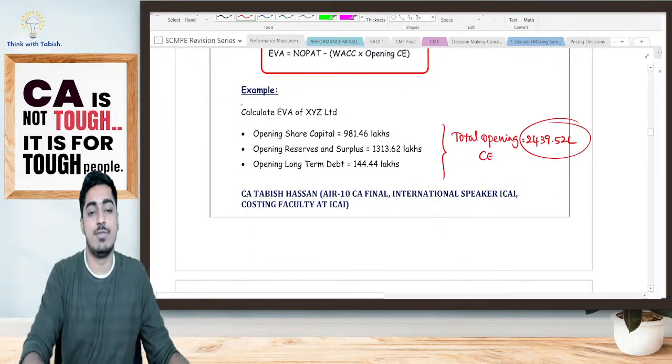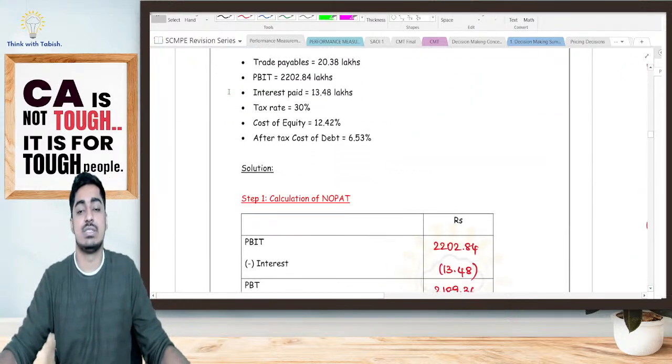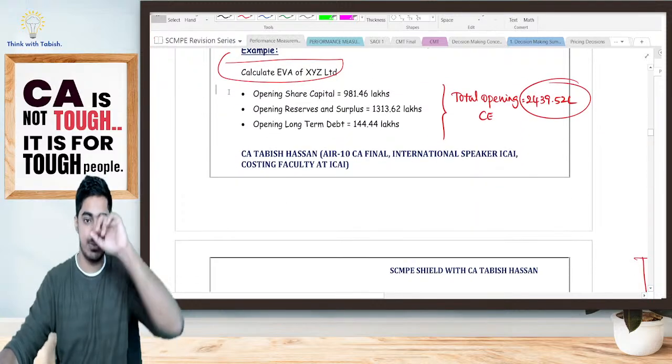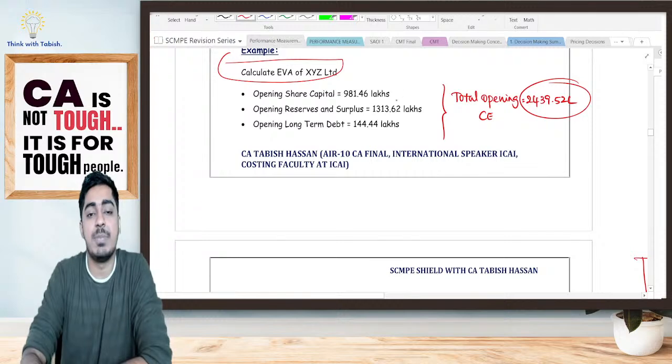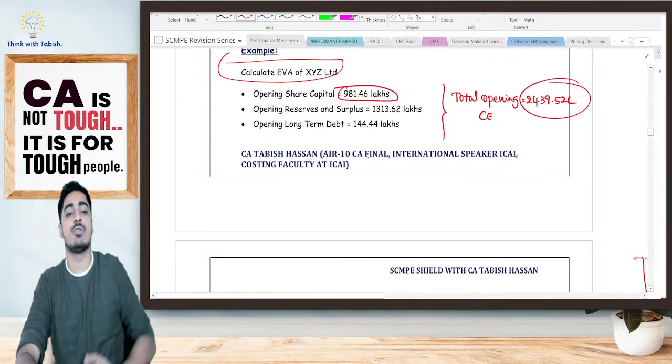Now we have given you a simple example here. Okay, we'll solve this one simple example. This is actually a question I've picked from the study material itself. Opening share capital is 981.46. At the start of the year, I was having this amount.